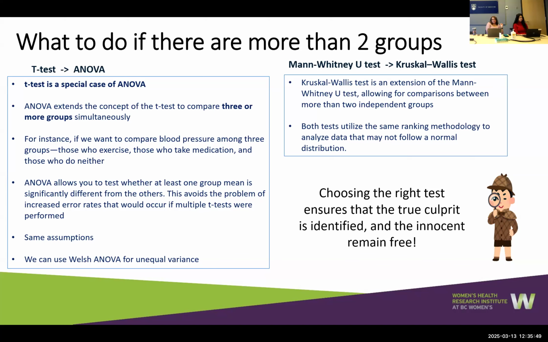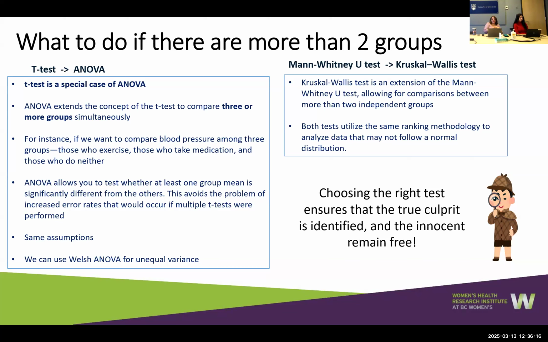ANOVA allows us to test whether at least one group mean is significantly different from others. So basically, what I just said, we can run 3-test ANOVA and it will be significantly different, but only because one of the groups was really significantly different from the other 2. It's why we need to do pair comparison when we present ANOVA in the publication.